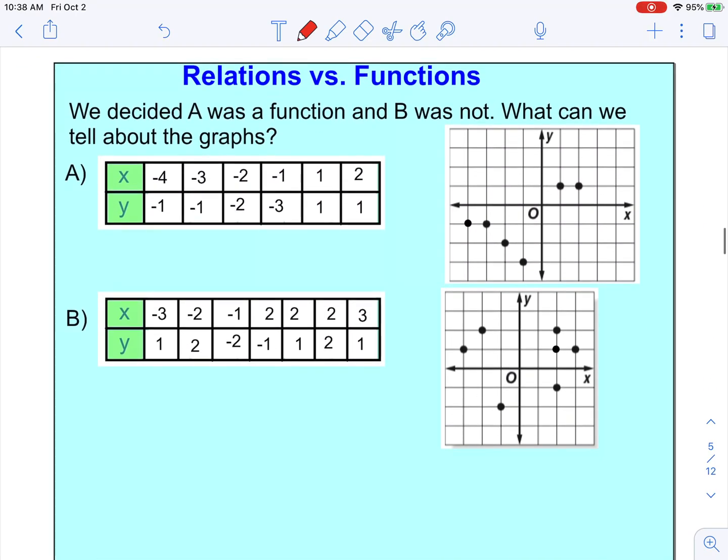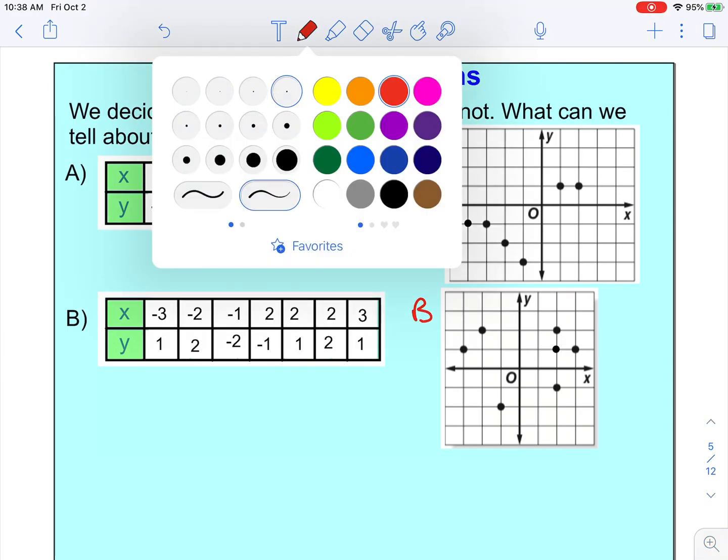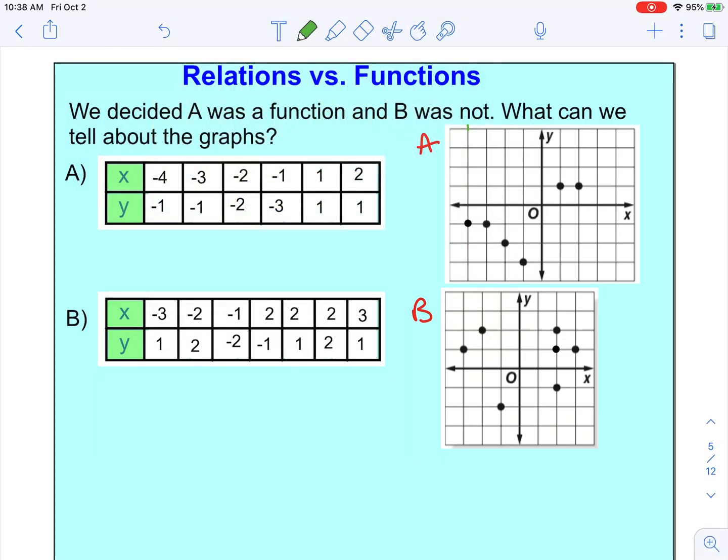All right, so we decided A was a function and B was not. So what can we tell about their graphs? Well, this is the graph for A. This is the graph for B. This is what I was talking about with the vertical line test. If you draw vertical lines here, each x value has only one y value, or you only have one ordered pair on every vertical line.